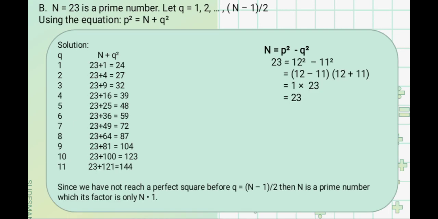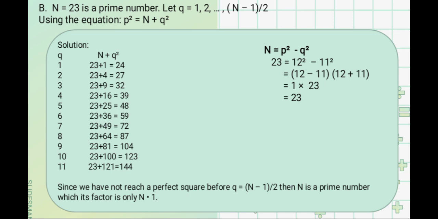So let's proceed to the next example. So we have here letter B. n is equal to 23, a prime number. Let Q is equal to 1, 2, 3, and so on and so forth until (n minus 1) divided by 2, by using the equation p squared is equal to n plus q squared. So we have here the solution.